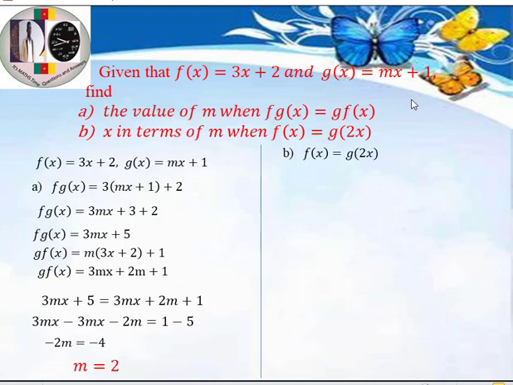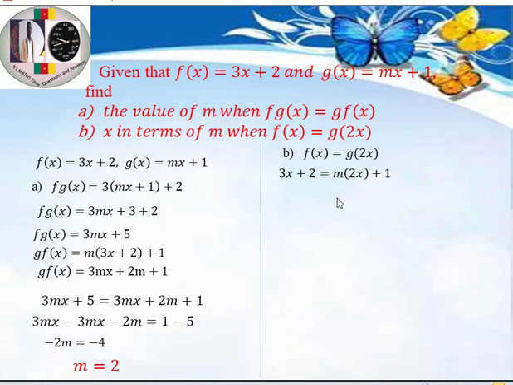So instead of mx plus 1, we are going to have m into 2x plus 1, because g of 2x will be, instead of x we have 2x plus 1. So if we simplify this, 3x plus 2 equals to m into 2x plus 1. 3x plus 2 is f of x.